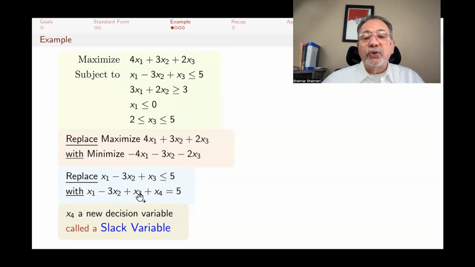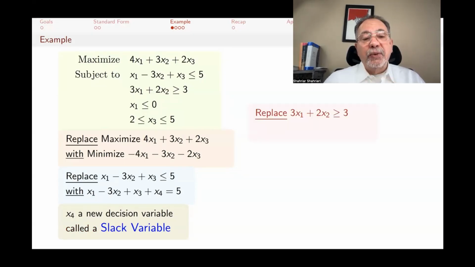If you find a solution that satisfies this equation, x1 minus 3x2 plus x3 plus x4 equals 5, and x4 is greater or equal to 0, then that would mean that x1 minus 3x2 plus x3 is also less than or equal to 5. So we haven't lost anything. We've added a dimension to our problem, but we haven't lost anything in terms of feasible or optimal solutions.